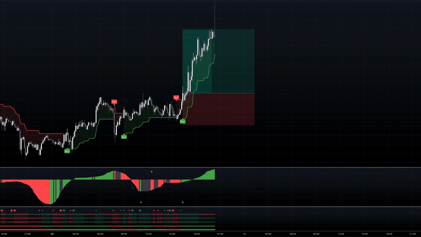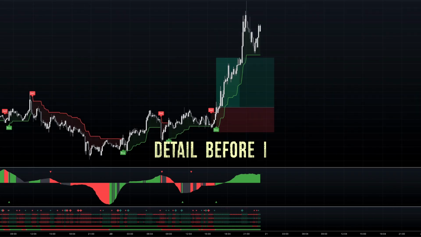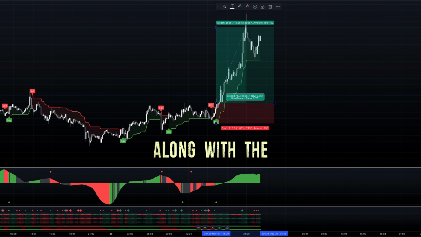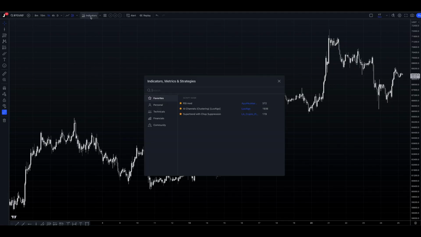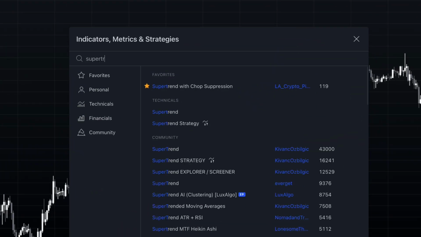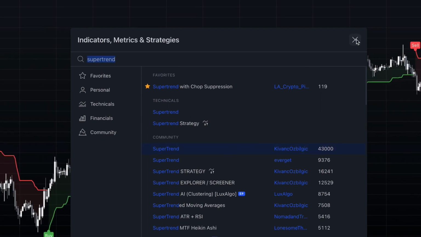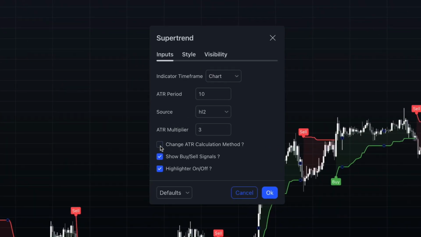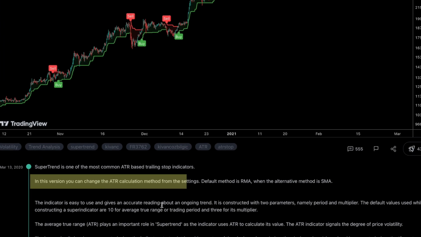it truly effective. We'll go through each indicator in detail before I explain the strategy rules along with the exact settings. The Supertrend is one of the most common ATR-based trailing stop indicators. In this version, you can change the ATR calculation method in the settings. The default method is RMA, but you can also use SMA.